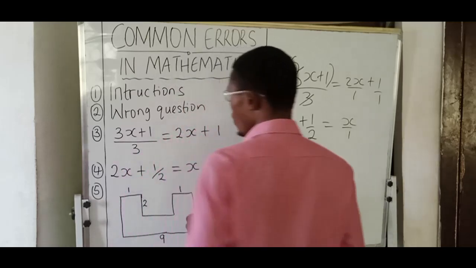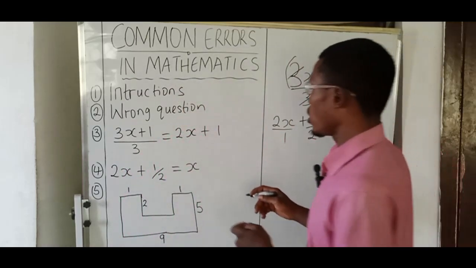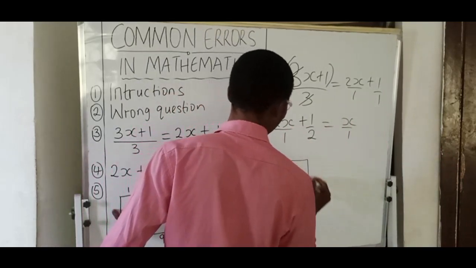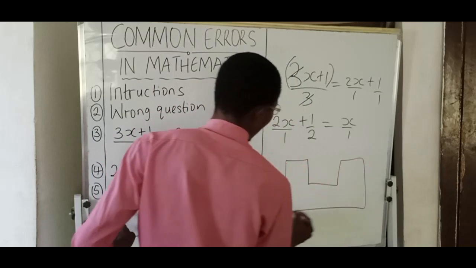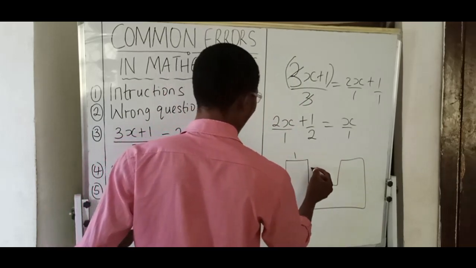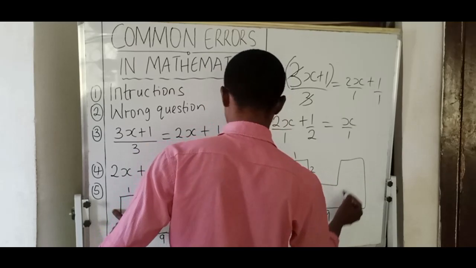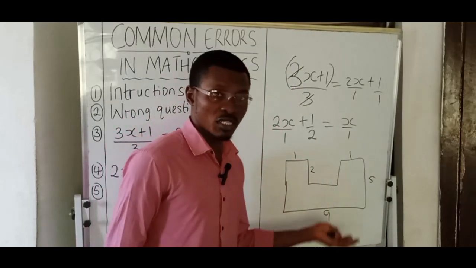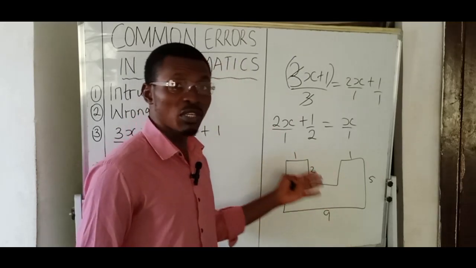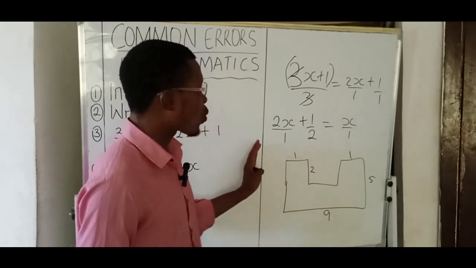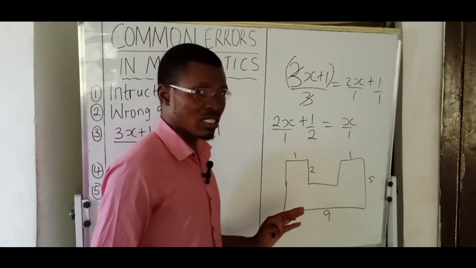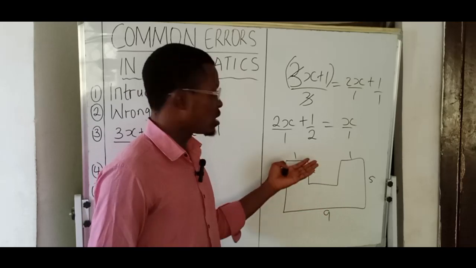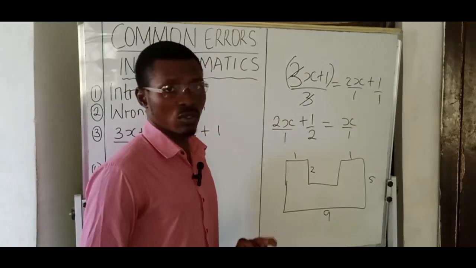Next, we have the fifth error, something like this. In the class, I asked my students to find the perimeter of this irregular shape. Of course, the sharp ones among them will get it right, but the mistake some of them made was they went on adding up immediately. Some had 18 centimeters as the perimeter of this irregular shape. This is a rectangle where a portion is cut out.